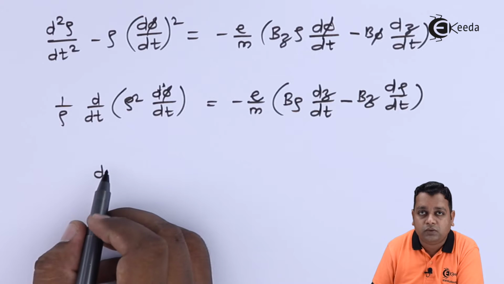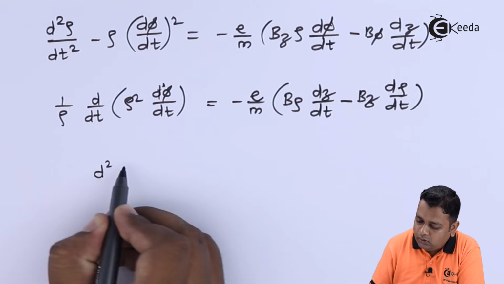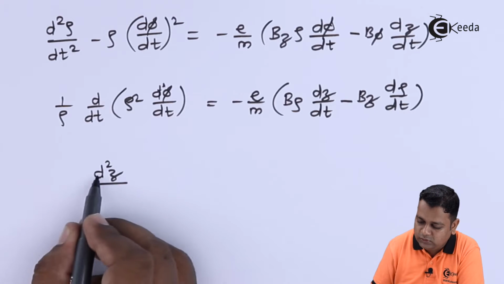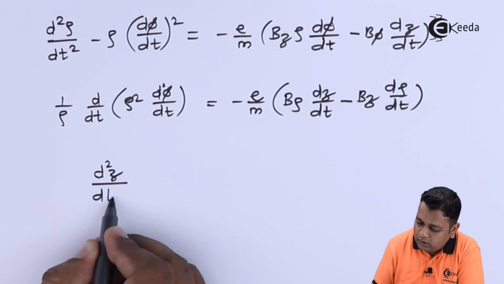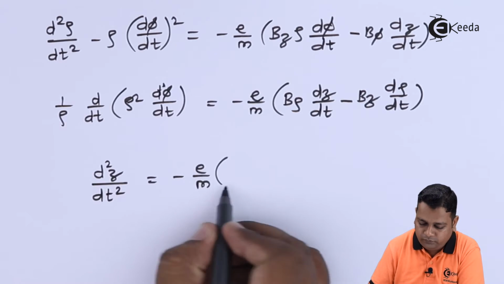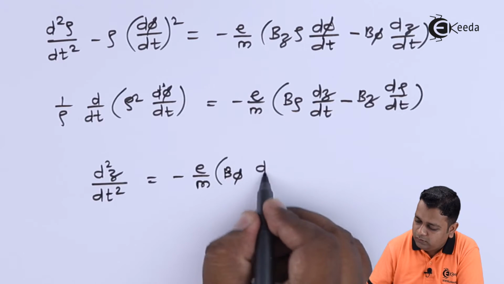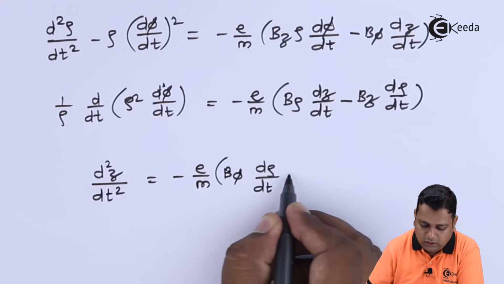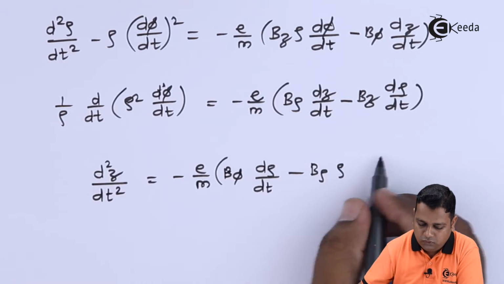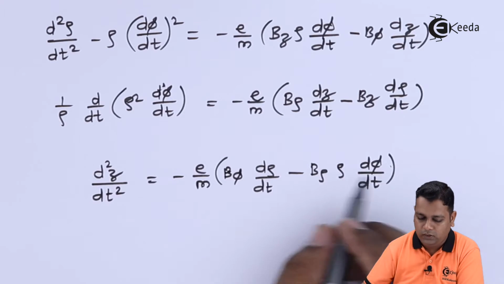And the last equation we can write will be the same kind of equation as we had for the z component, but with some changes. We can express d2z by dt square equal to minus e by m. In the bracket we have the B phi component in multiplication with d rho by dt minus B rho into d phi by dt.